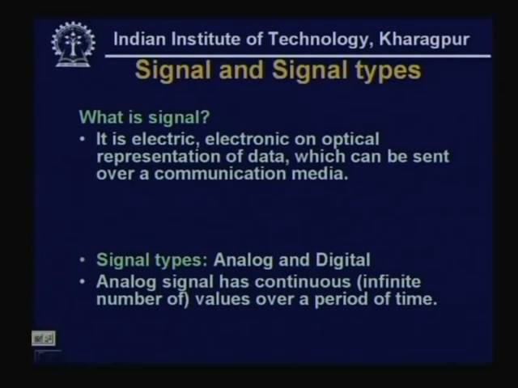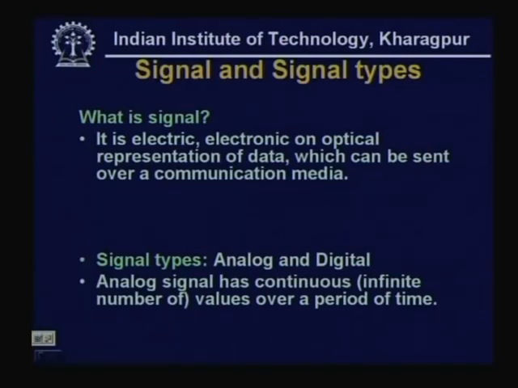Now comes the question of signal. So far, we have discussed data and explained what data is. We have seen that whenever data has to be sent over some communication medium, it has to be converted into a signal. Data cannot be sent as it is through the transmission media. We have to transform it into a signal before sending it over the communication media. So, what is a signal? A signal is nothing but an electric, electronic or optical representation of data which can be sent over a communication medium.